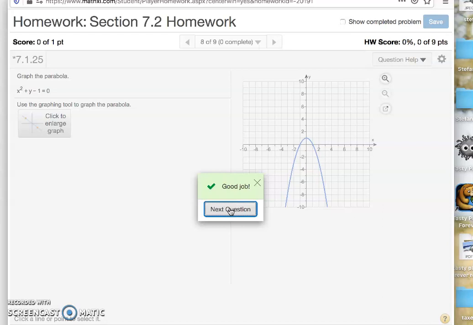Okay, so now you know how to use the graphing tool. The horizontal one works the same way. Click first on the vertex, and then click on any second point you found, and it will do the same thing.